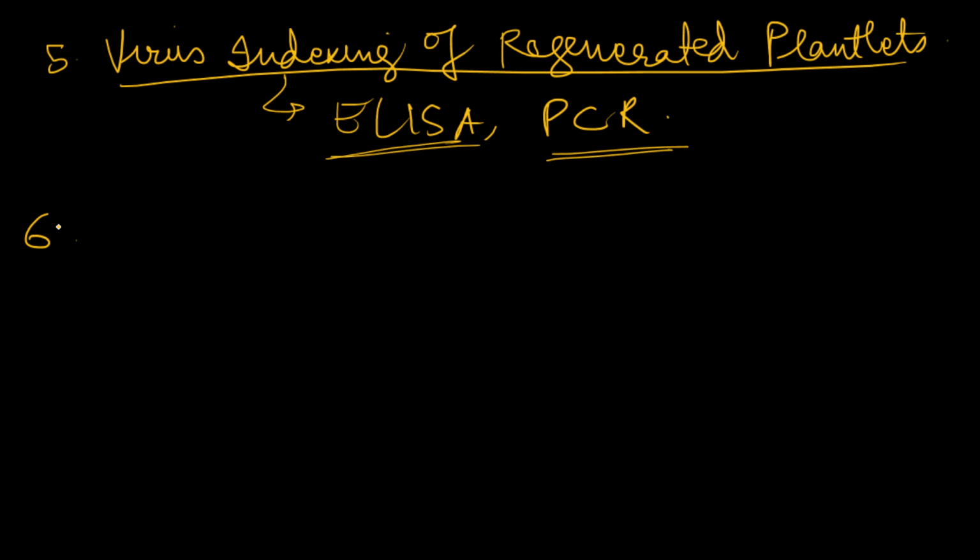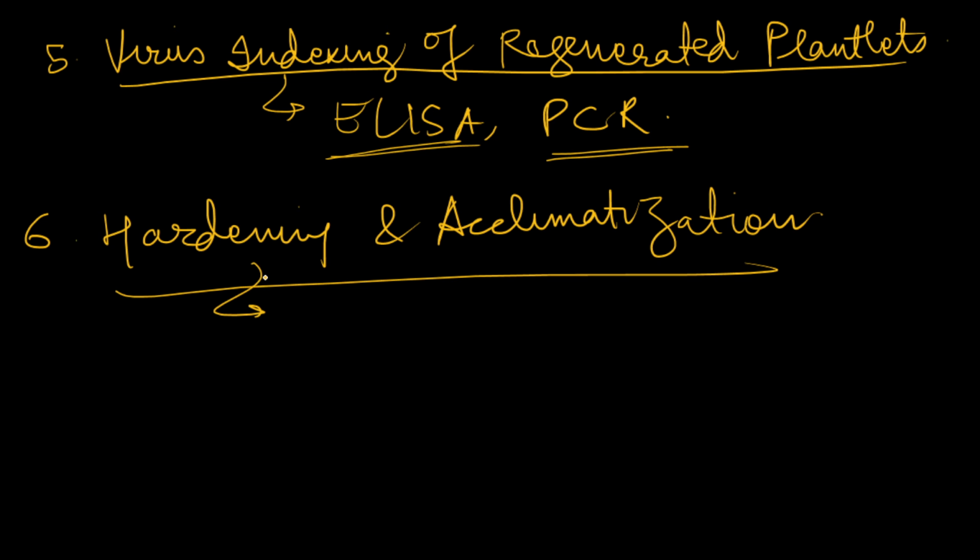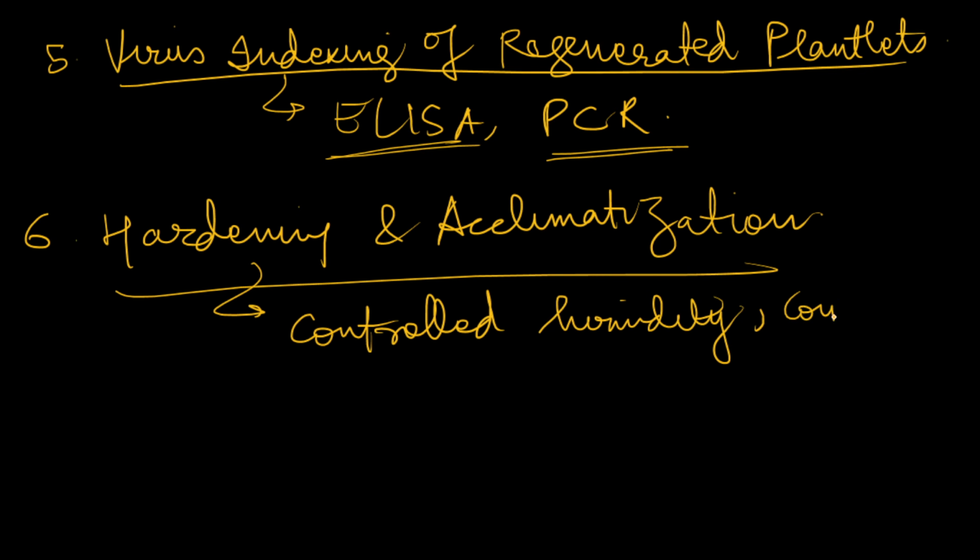Next technique we can use is hardening and acclimatization. Here tissue culture plantlets are gradually hardened. How are they hardened? Hardening is a process where we use controlled humidity, controlled light, controlled temperatures, in a poly house.